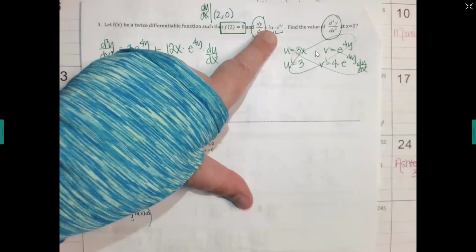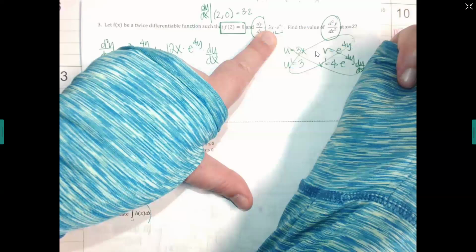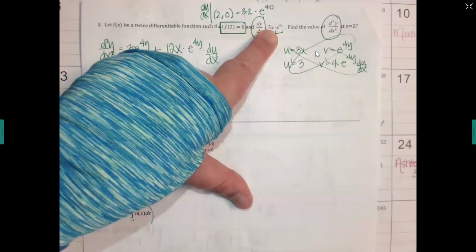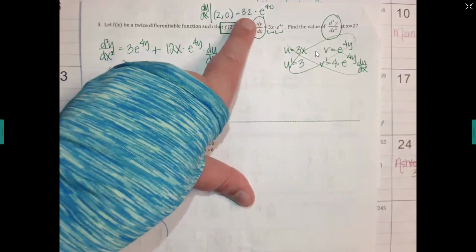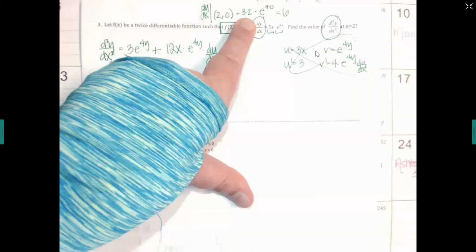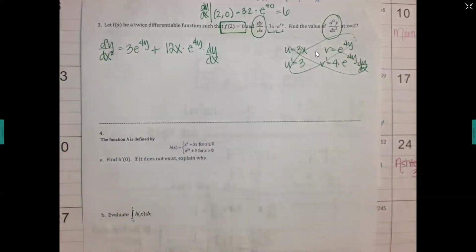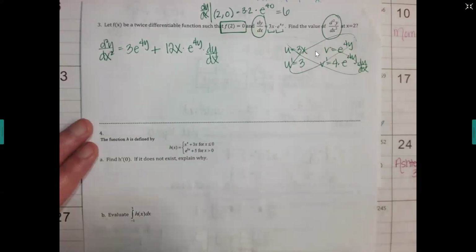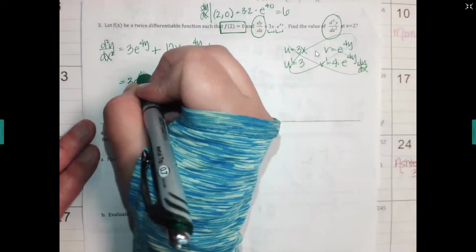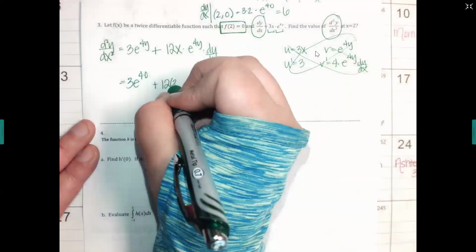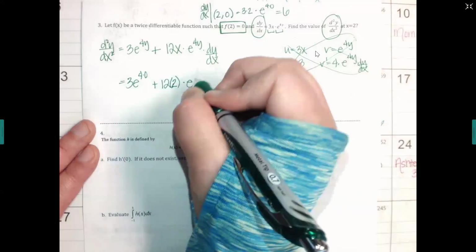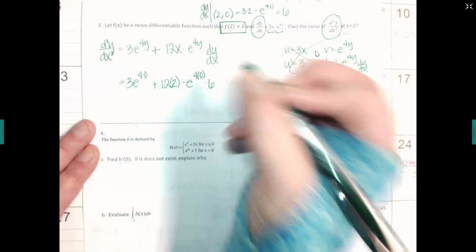So it was a 3x, which is now 3 times 2, times e to the 4y, which is now 4 times 0. What's e to the 0? 1, times 3 times 2, 6. So 2 is my x, 0 is my y, 6 is my dy/dx, and then we're plugging in. So it'd be 3e to the 4 times 0, plus 12 times 2, e to the 4 times 0, and then this guy's a 6.